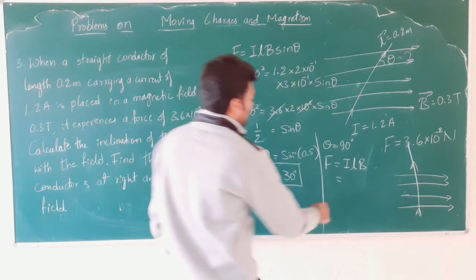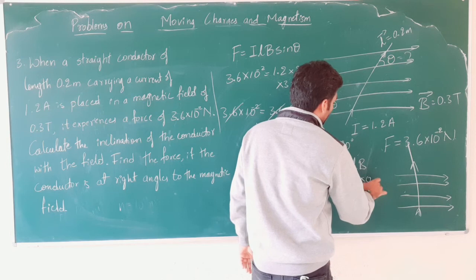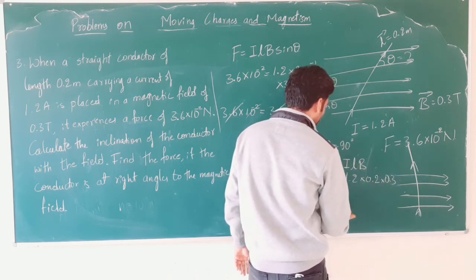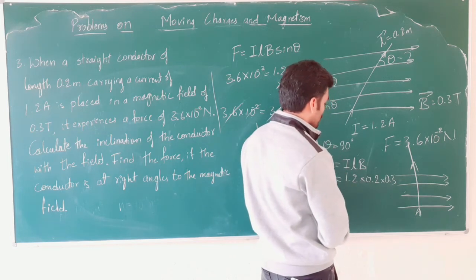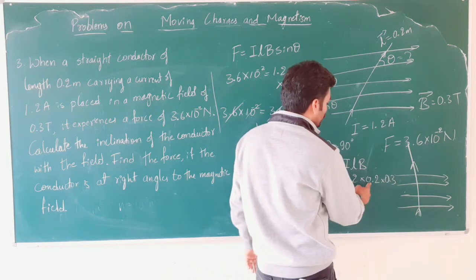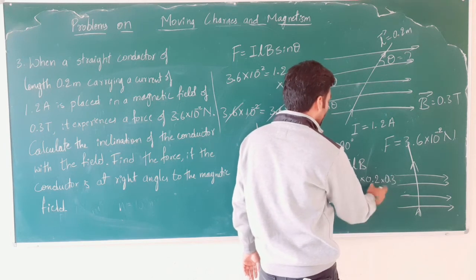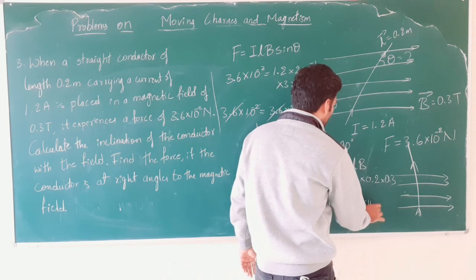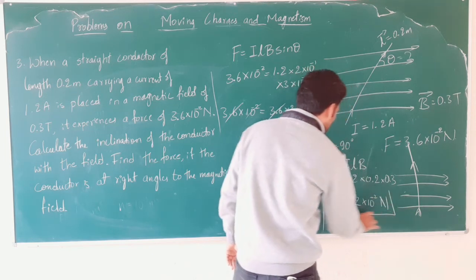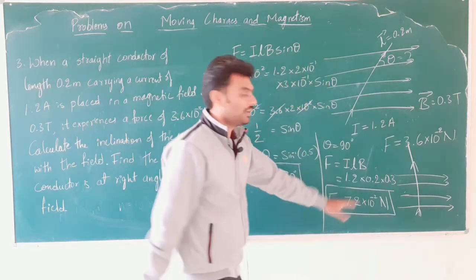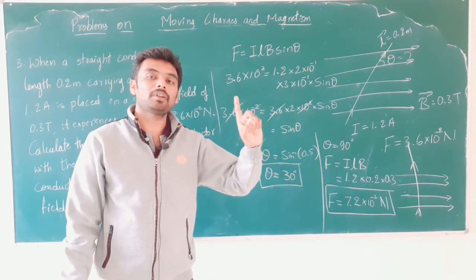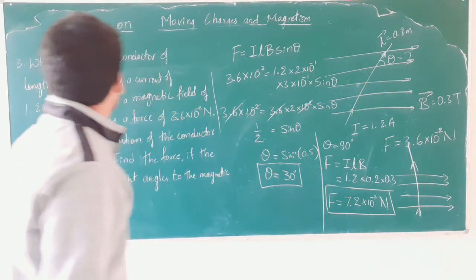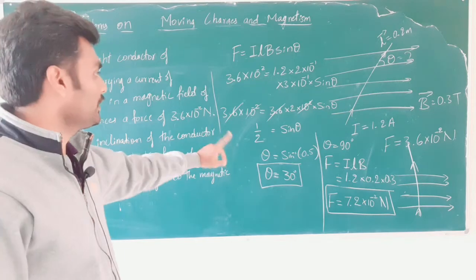So, current is 1.2 ampere, length is 0.2 meter, magnetic field is 0.3 Tesla. So, the force becomes equal to how much? Simplify this. This is 2 into 10 to the power of minus 1, 3 into 10 to the power of minus 1, 6, 12, 6 are 72. 7.2 into 10 to the power of minus 2 Newton. This is the amount of force that the conductor will experience if the conductor is kept right angles to the external magnetic field. So, this is about the third question. 2 parts. Both the parts are answered.